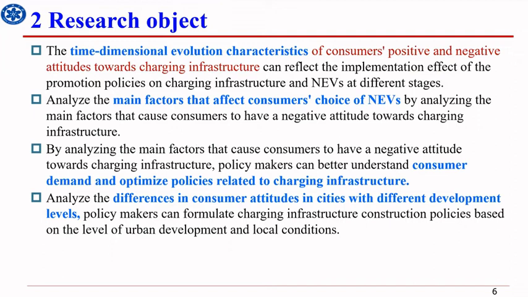We hope to investigate the evolution characteristic of consumers' positive and negative attitudes toward charging infrastructure. So in this study, we analyze the main factors that affect consumer choice of NEVs. Also, we try to analyze the main factors that cause consumers to have different attitudes, such as the positive attitude and the negative attitude. Also, we try to analyze the difference in attitude in different cities.